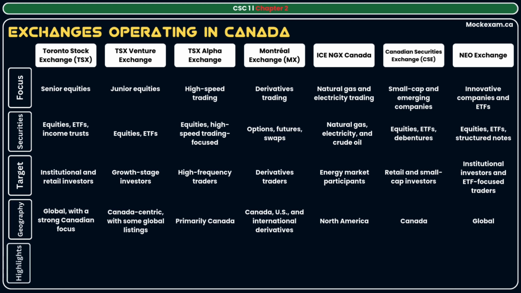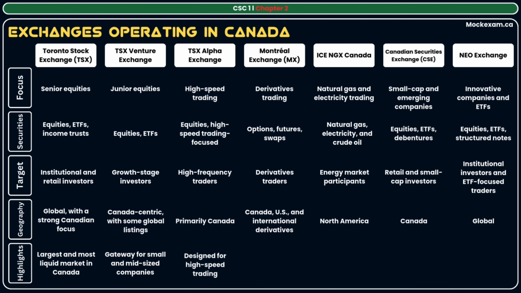Let's get to highlights. What's the key point about these 7 exchanges? TSX is the largest and most liquid market in Canada. So remember this, TSX is the largest and most liquid. TSX Venture Exchange is a gateway for small and mid-sized companies. TSX Alpha Exchange is designed for high-speed trading. The keyword here is high-speed trading.